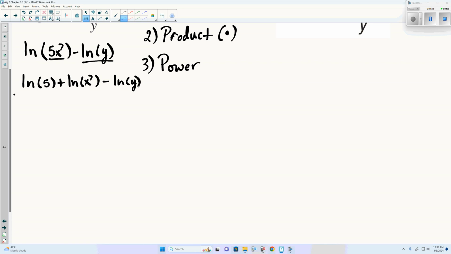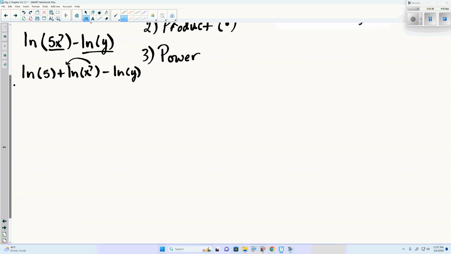Do we have anything else being multiplied together? No, we have 5 and x to the 7th, and y. So we move on to powers, our exponents. And our one exponent that we have is the 7th power, so we would move it to the front, telling us that we have the natural log of 5 plus 7 times the natural log of x minus the natural log of y. Questions on this here so far?